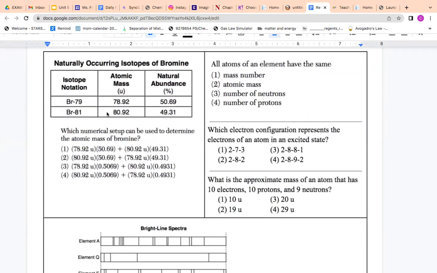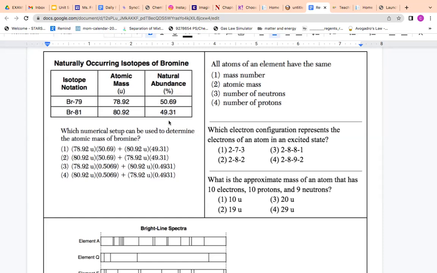All right, naturally occurring isotopes of bromine. So again, these are the isotopes. These are the versions of each element that exist. All of the elements have isotopes. They have different versions of themselves, and these versions differ in their neutrons, meaning that their masses are going to be different. Now, for example, if we look at bromine, not all bromine is bromine 79. Some of it is also bromine 81. So it's about half and half, pretty much.